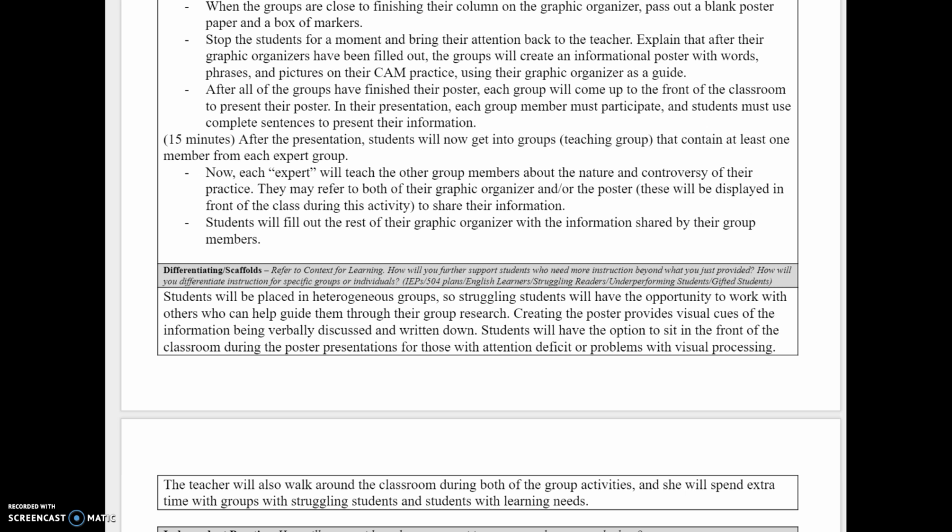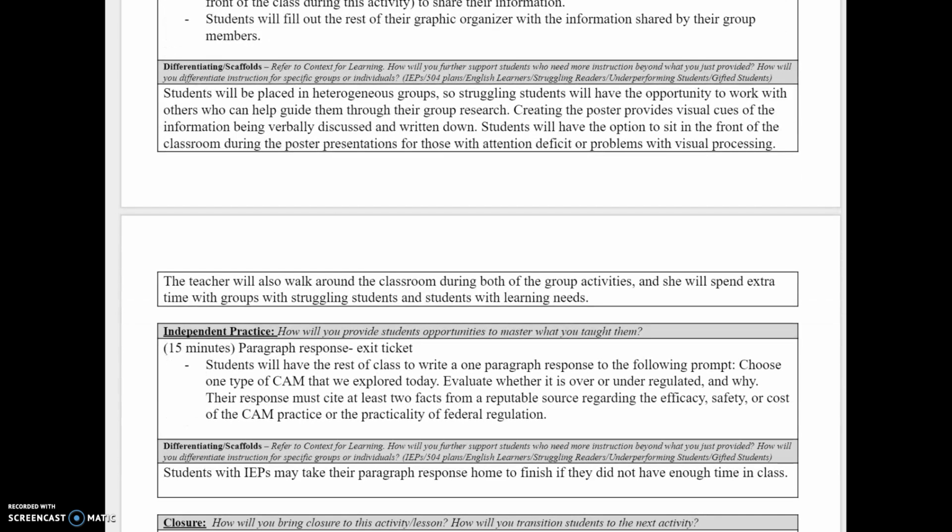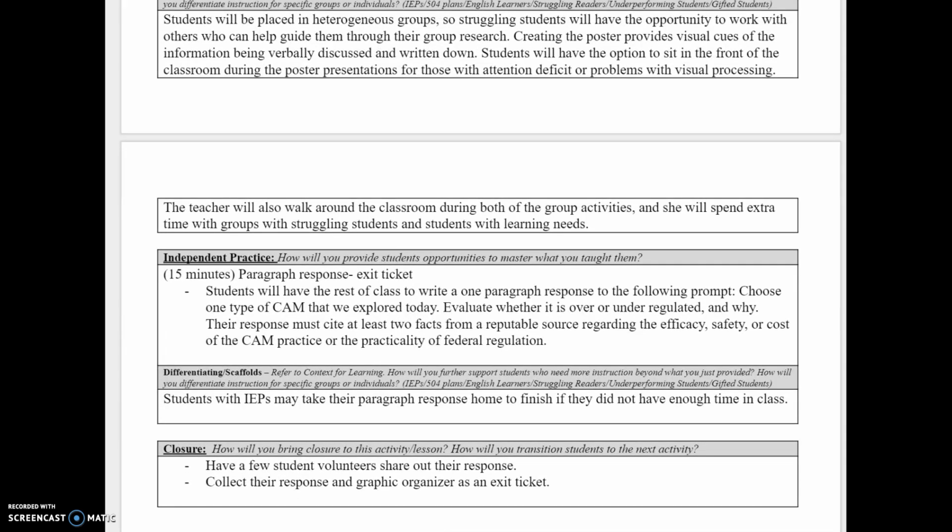Also, I do have a few students, which is on my Context for Learning form, with some visual problems and some attention problems. So students will have the option to sit in front of the classroom during the poster presentations for, again, those with attention deficit or problems with visual processing. And of course, I will be walking around the classroom during both of the group activities, and I will be spending extra time with groups with struggling students and students with learning needs.